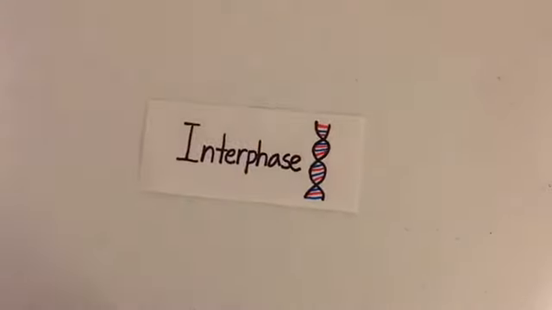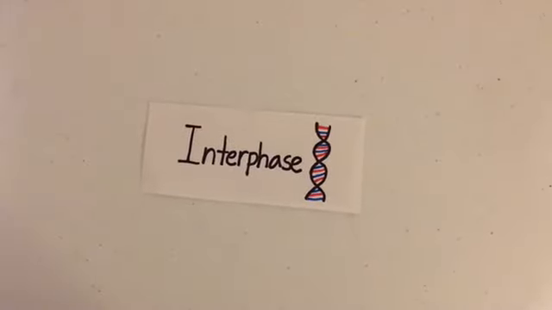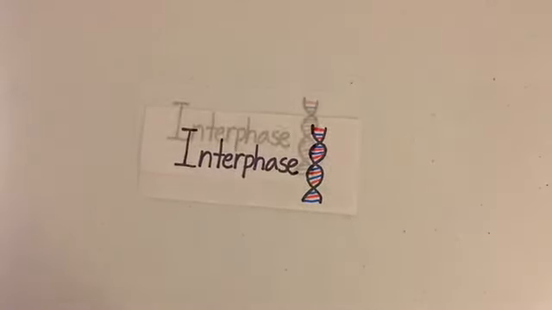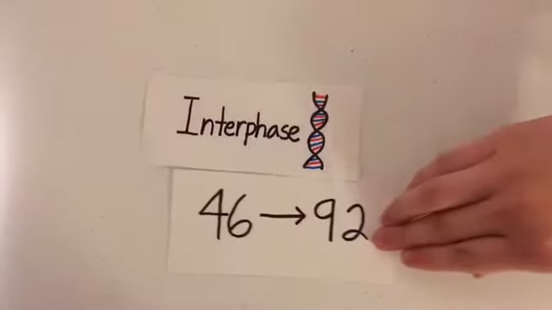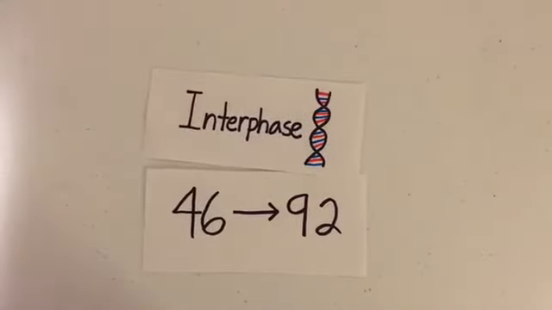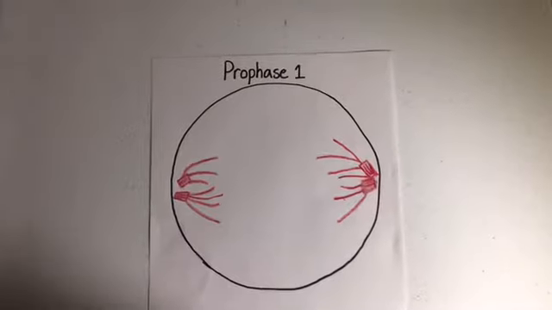Before meiosis even happens, a process called interphase takes place. Interphase is when the cell begins duplicating its DNA before division. So instead of having 46 chromatids, the cell will end up with 92. Now meiosis is ready to begin.